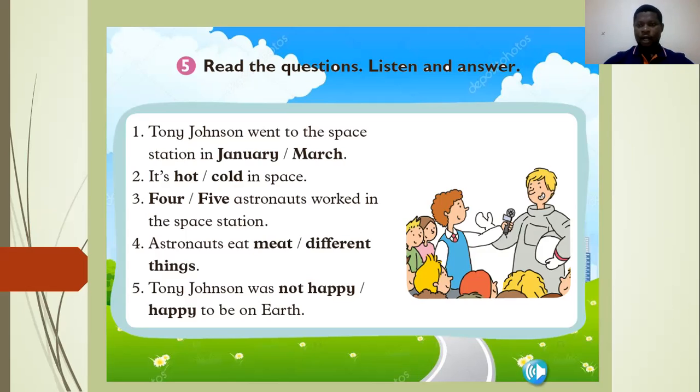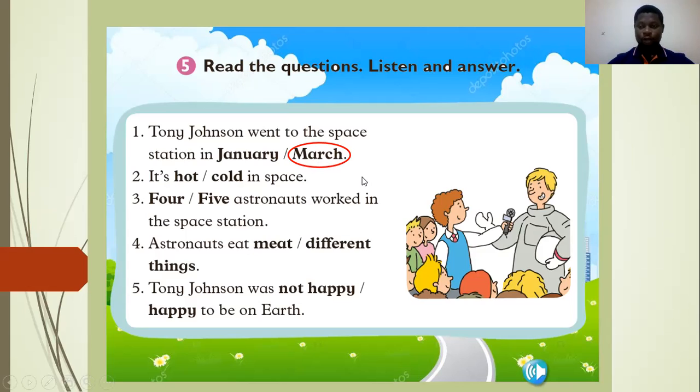Okay, so now let's answer our question. Number 1 says, Tony Johnson went to the space station in, what is the answer? Is it January or March? March. Do you have it correct? Number 2, it's hot or cold in space. What is the answer? What is your answer?